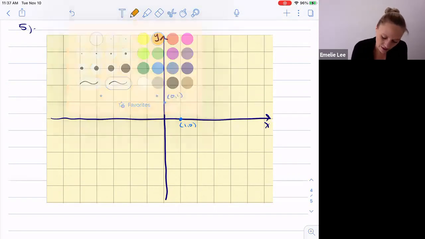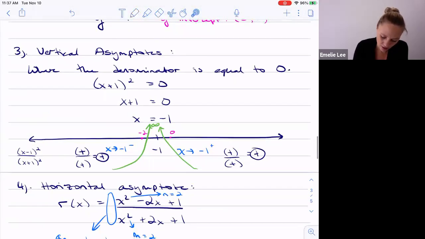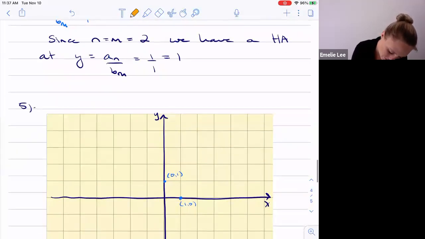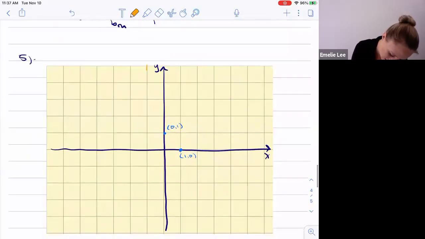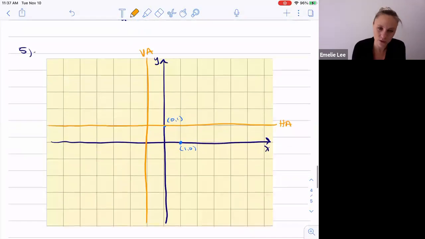My next thing was my vertical asymptote. I have one vertical asymptote at x = -1. I also know the behavior around here, so I'm going to keep that in mind. So let's say this is at -1. So here I have a vertical asymptote. And what I just established is that I have a horizontal asymptote here at y equals 1.